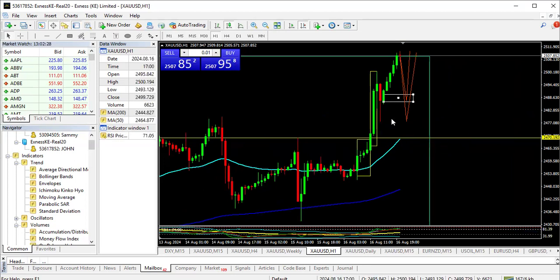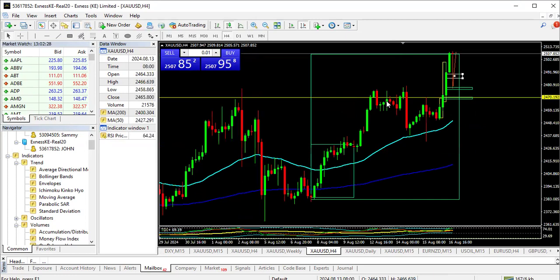So these are the two, this is the area. This is the first point. I'll be looking for an entry here. Within that area, the first point I'll be looking for an entry. This will be the second point. I'll be looking for an entry. If that one is broken, then I'll come to and look for an entry from this particular area here.